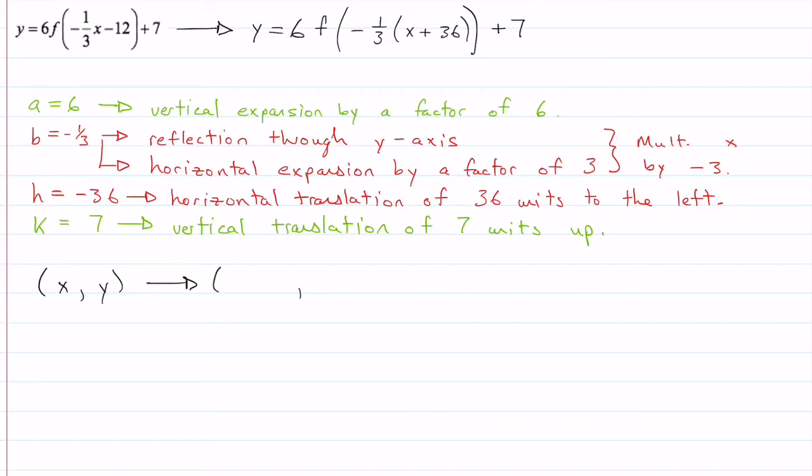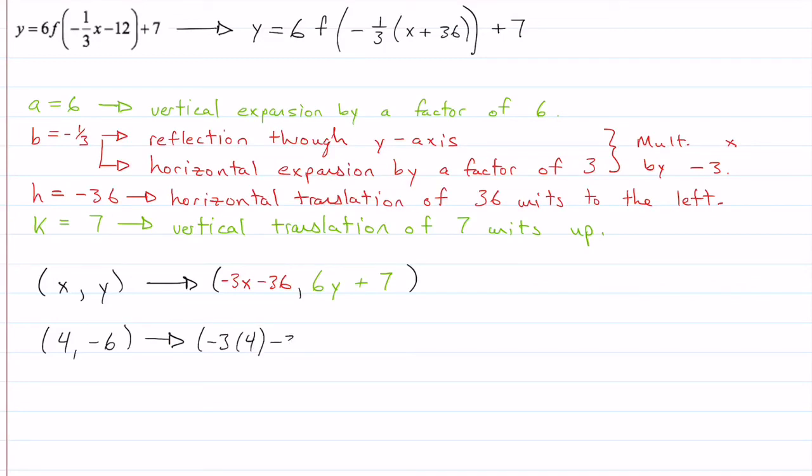So the b and the h work together to change x. I'm going to multiply x first by negative 3, and then I'm going to subtract 36 from it. For my y values, I'm first going to use the a value, the vertical expansion by a factor of 6. I'm going to multiply y by 6, and then I'm going to add 7 to it to move it up 7. And now I'm ready to apply these mappings to the point (4, negative 6).